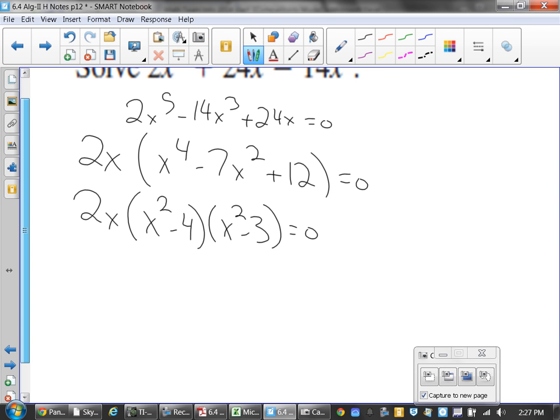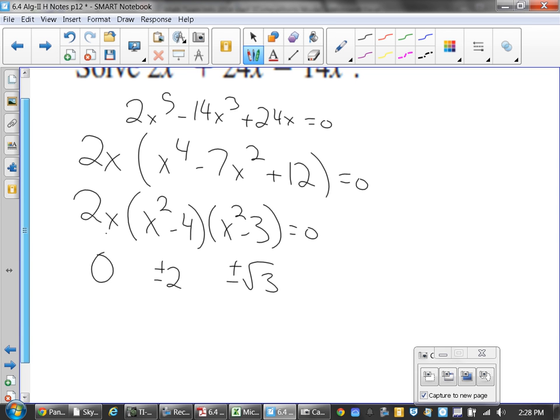Here I can find all of my zeros. What's my 0 here? 0. What's my 0 here? Plus or minus 2. What's my 0 here? Plus or minus the square root of 3. And you're done. Yes, you have to put the 0 here. Because if you look at it, set 2x equal to 0. What's x equal to? 2 times what is 0? 0. For the others, add 4 and take the square root, add 3 and take the square root.